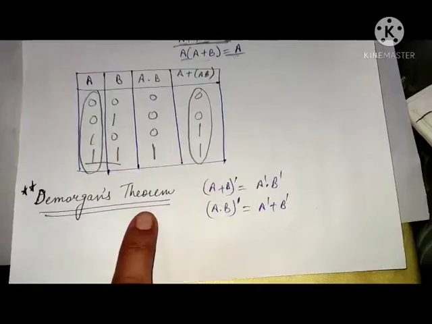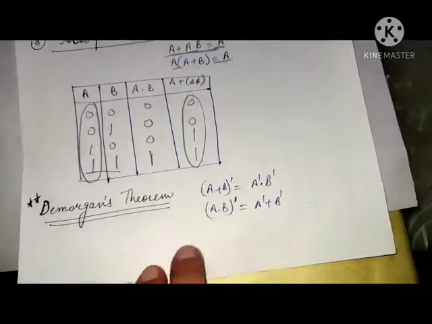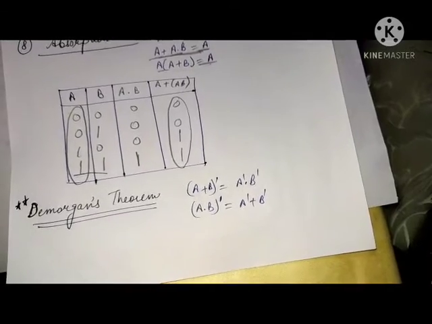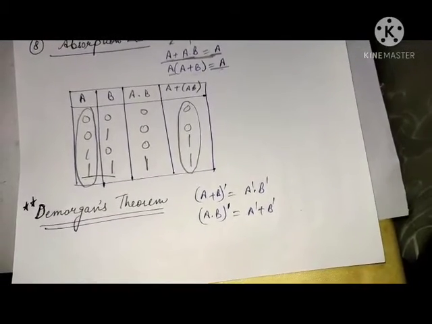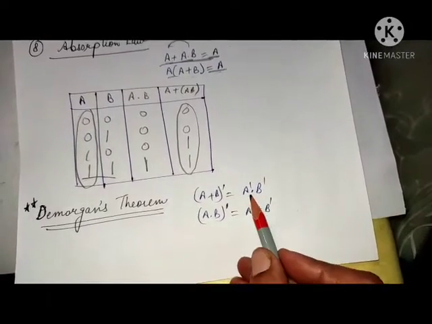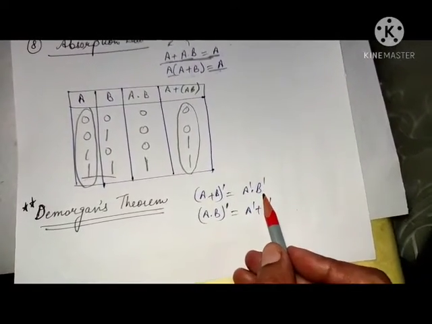Last is De Morgan's theorem. That is very, very important. This theorem was developed by A. De Morgan, a mathematician. This law states that the complement of the sum of the variables is the same as the product of the complements of the variables.